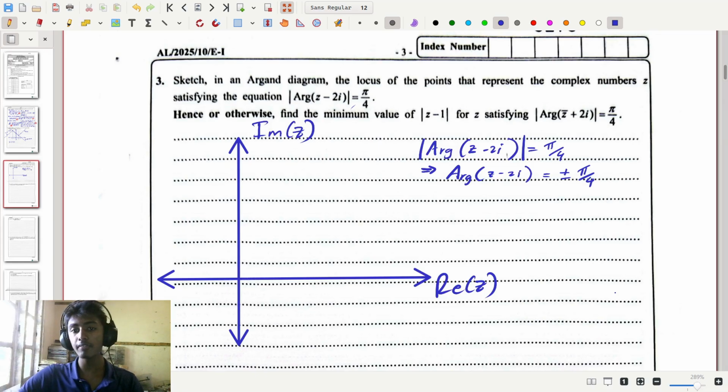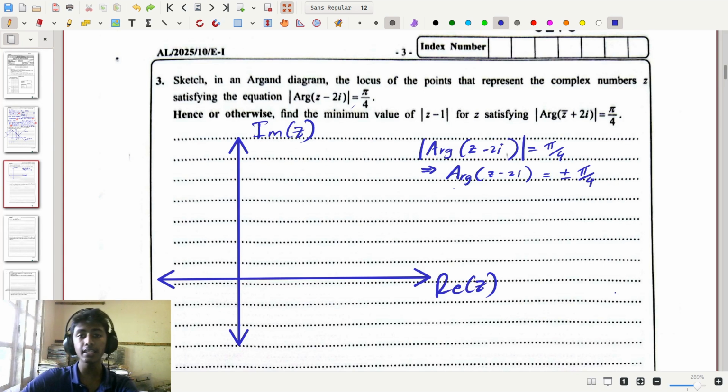You could either have that the arg(z − 2i) is equal to plus π/4, or the arg(z − 2i) is equal to minus π/4. Meaning that in this particular case, usually an arg of a particular complex number equaling a certain number gives you a straight line, but in this case you're going to get two straight lines from this equation, since one of the straight lines is going to be when the arg is plus π/4 and the other one is going to be when it's minus π/4.